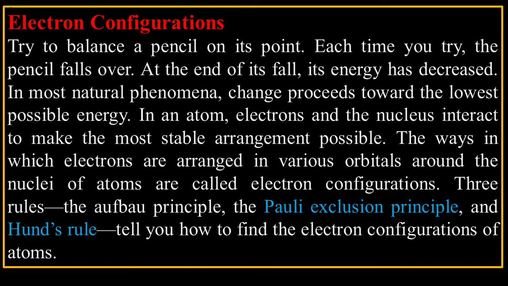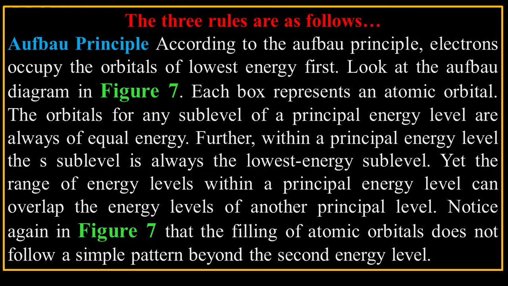Three rules, the Aufbau principle, the Pauli exclusion principle, and Hund's rule, tell you how to find the electron configuration of atoms. Those are going to be three very, very important scientists and rules. Aufbau principle: according to the Aufbau principle, electrons occupy the orbitals of lowest energy first. Look at the Aufbau diagram in figure 7. It'll be on the next slide. Each box represents an atomic orbital. The orbitals for any sublevel of a principal energy level are always of equal energy.